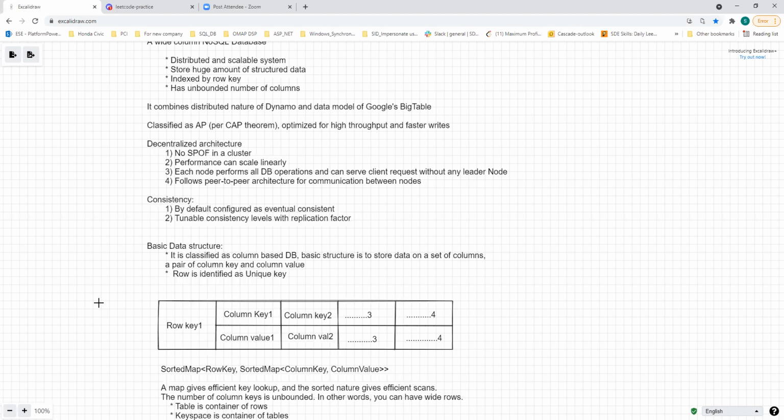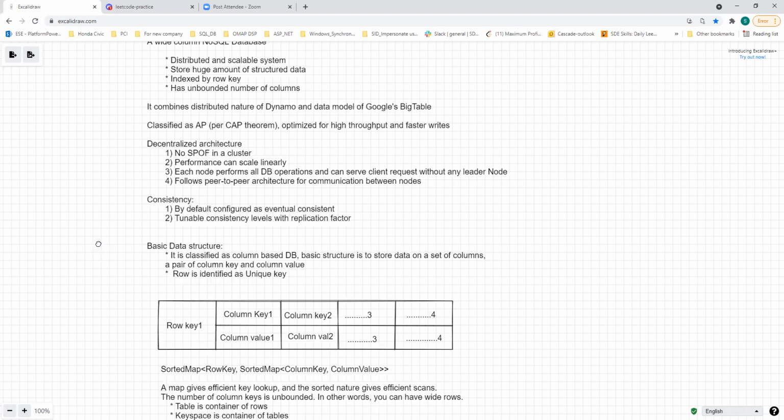Because of the decentralized nature, each and every node has to communicate with every other node to understand their status, whether it is up or down, and also keep the information about the range of keys each node is handling. That is why we have a peer-to-peer architecture, and what we just discussed about gossip.